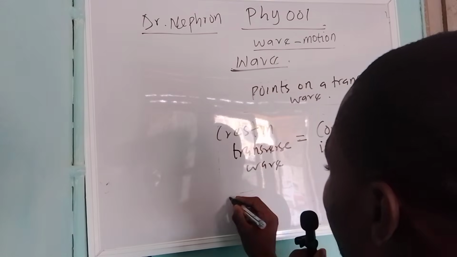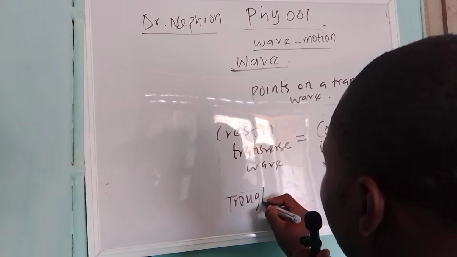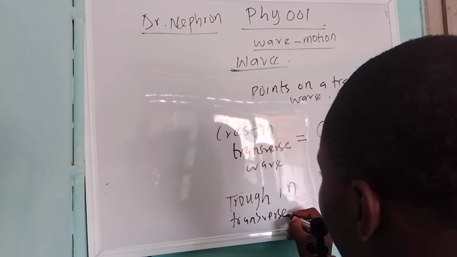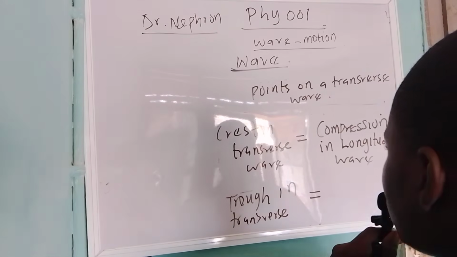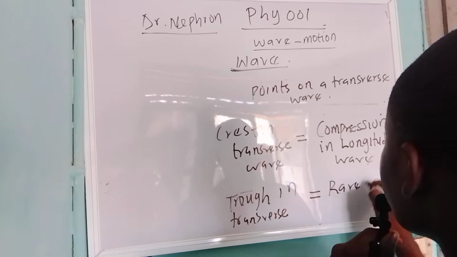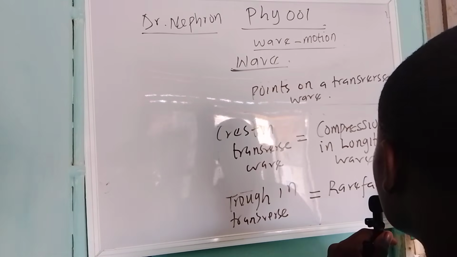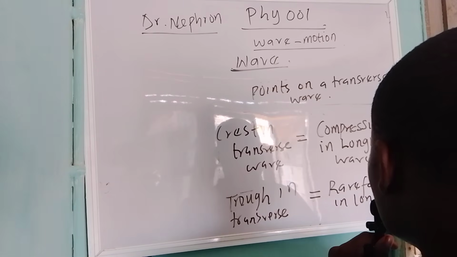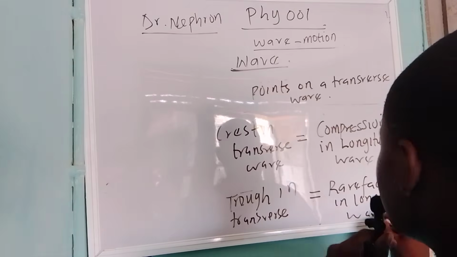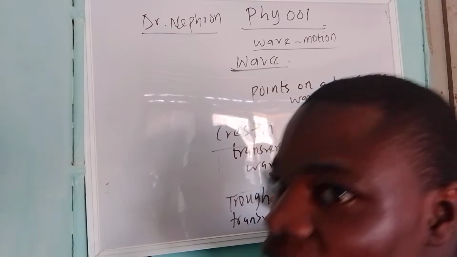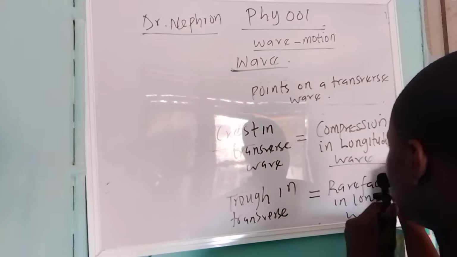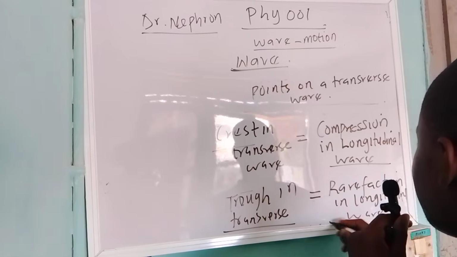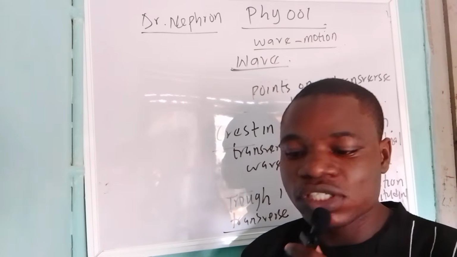Also, that means trough in a transverse wave is also equal to rarefaction in a longitudinal wave. So crest in a transverse wave is equal to compression in a longitudinal wave. Now trough in a transverse wave is equal to rarefaction in a longitudinal wave. Please note them, very, very important.